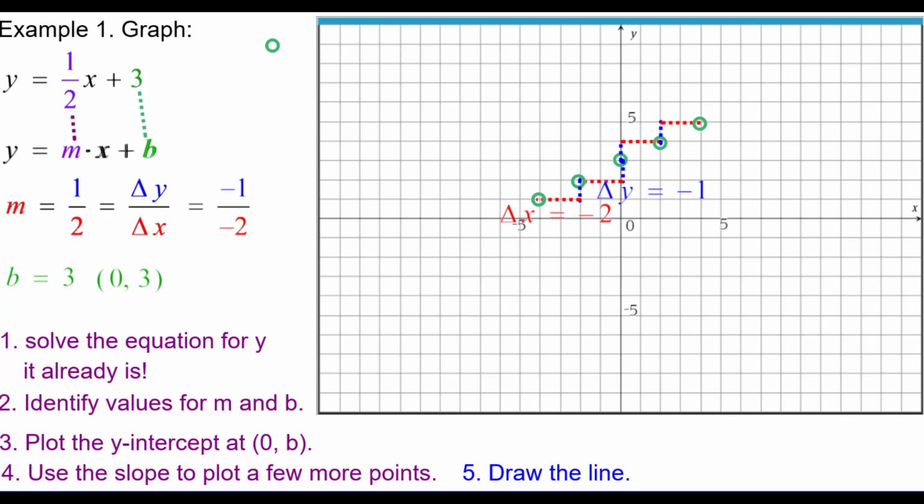And so now we can go ahead and draw the line. And that's the graph of y equals 1/2 x plus 3. Please press pause as needed anytime. And I will point out we really only needed 2 points to determine the line. I kind of got carried away. I usually like to get at least 3.